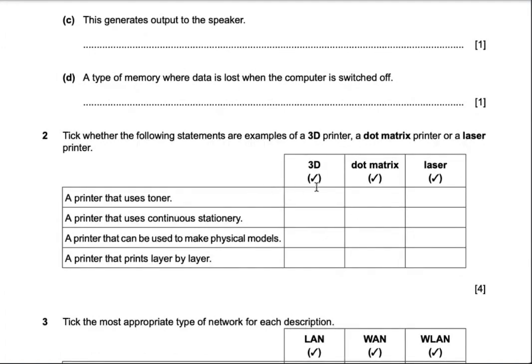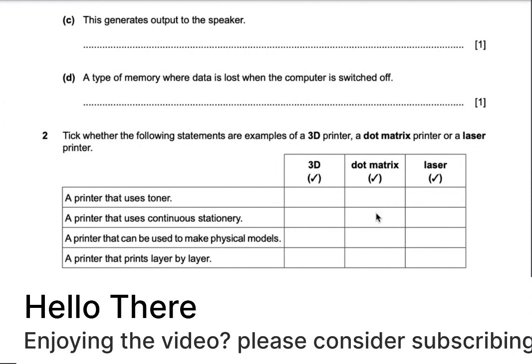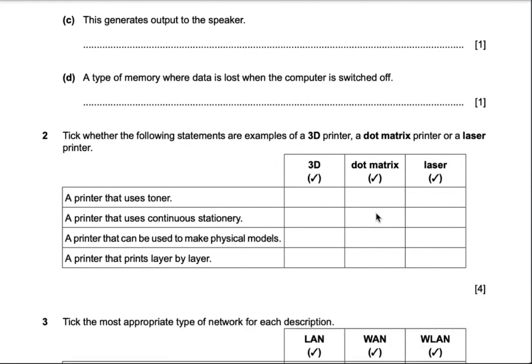A printer with toner is a laser printer. A printer that uses continuous stationery, you just put in the paper, remove it, put it and remove it. This is a dot matrix printer. Okay, then a printer that prints layer by layer is also a 3D printer. So the last two are 3D printers. The first one is a laser printer, the second one is a dot matrix printer, and the last two are 3D printers. So we get 4 marks for doing this.